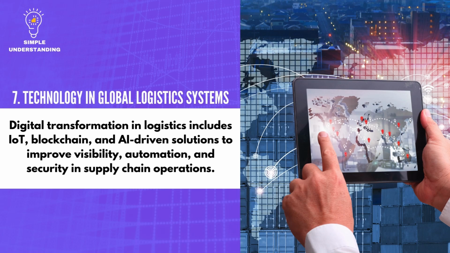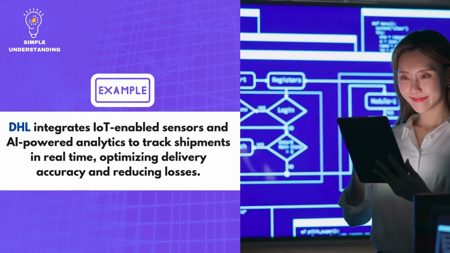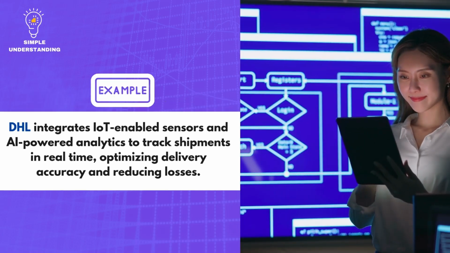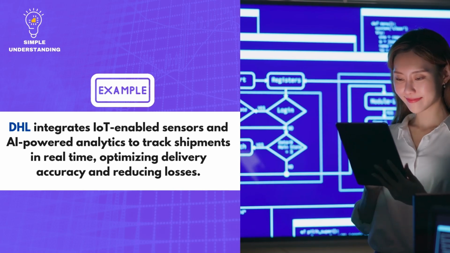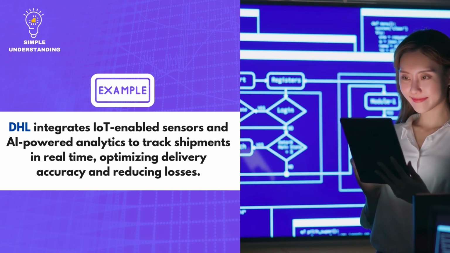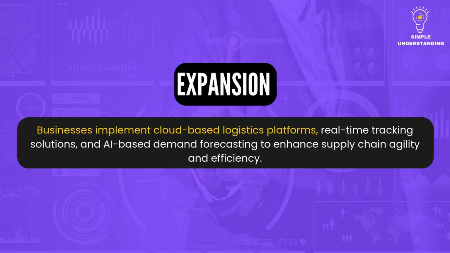7. Technology and global logistics systems. Explanation. Digital transformation in logistics includes IoT, blockchain, and AI-driven solutions to improve visibility, automation, and security in supply chain operations. Real company example. DHL integrates IoT-enabled sensors and AI-powered analytics to track shipments in real time, optimizing delivery accuracy and reducing losses.